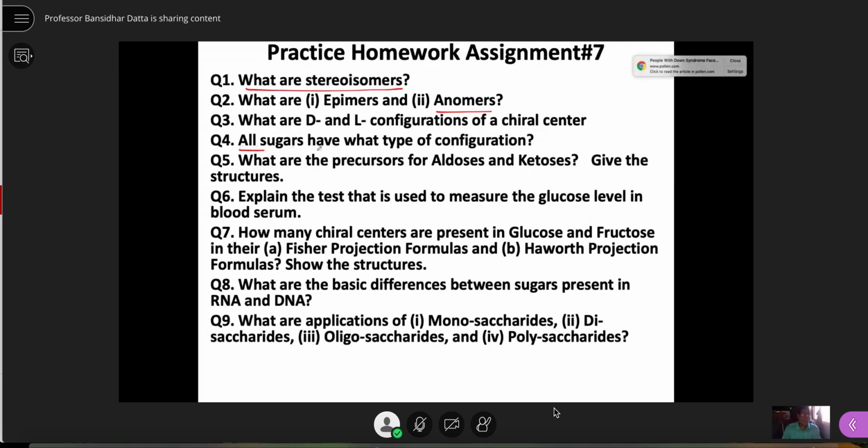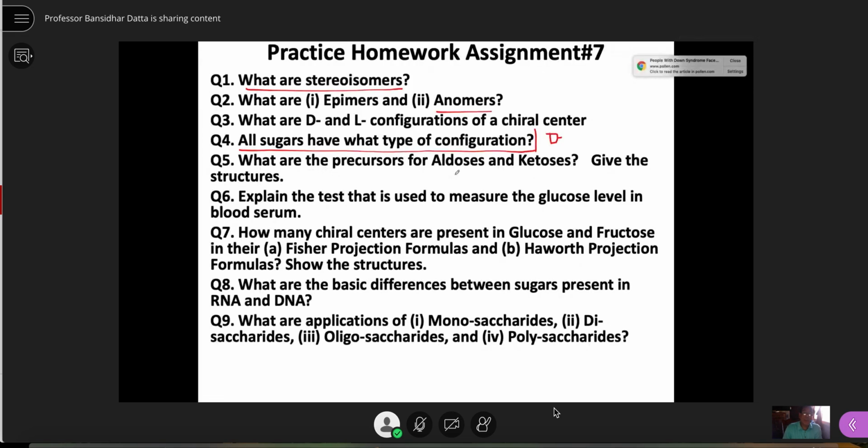All sugars in our body, all natural sugars, have a D configuration. There are some exceptions, of course, but don't worry about exceptions. In more than 99% of cases, naturally occurring sugars have D configurations.